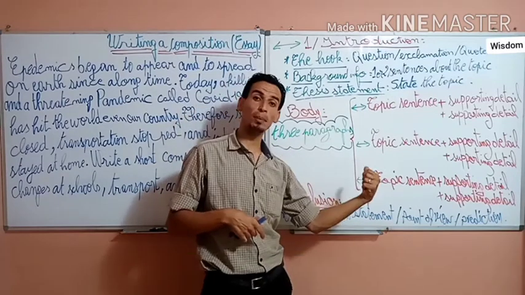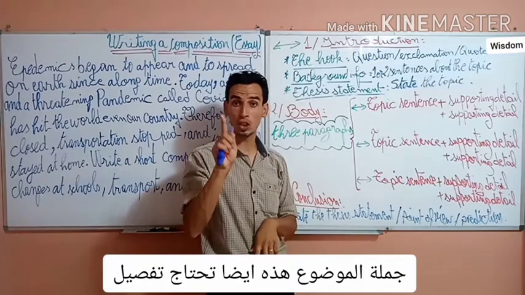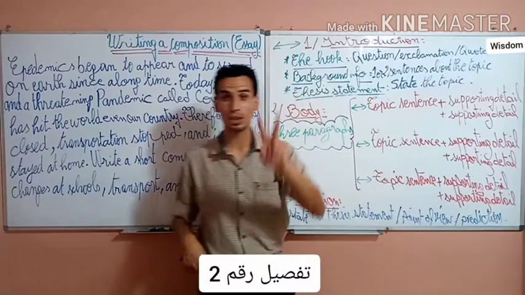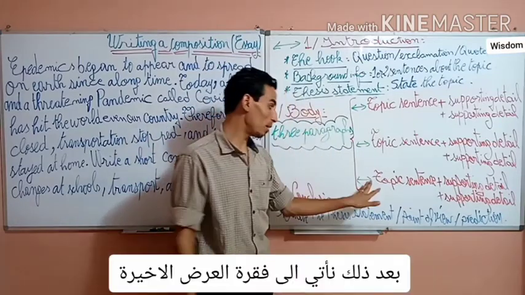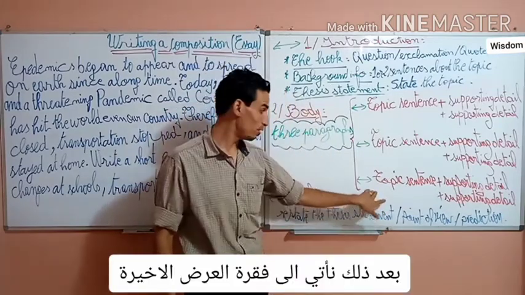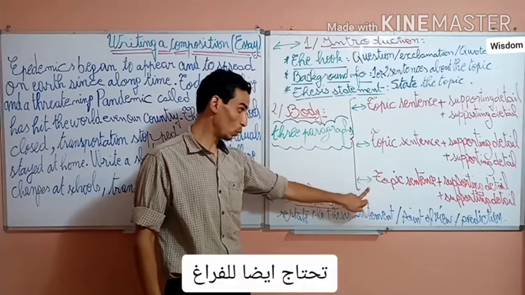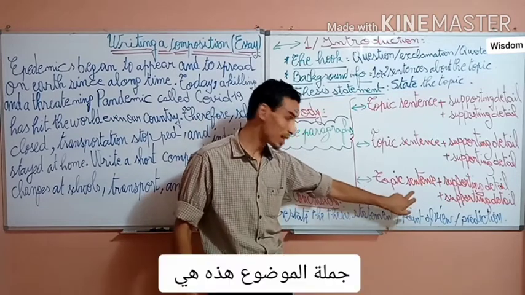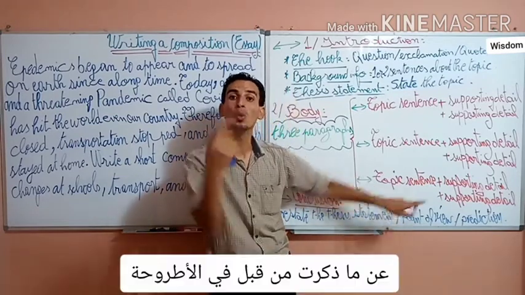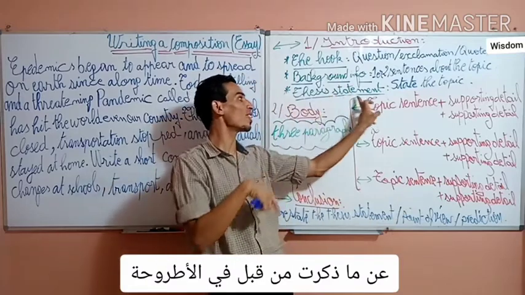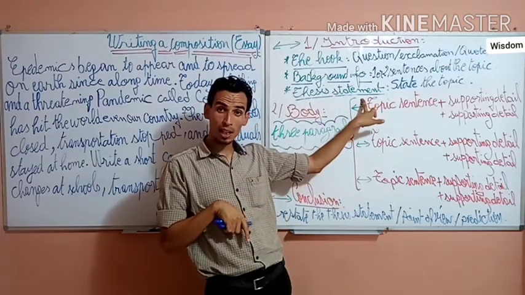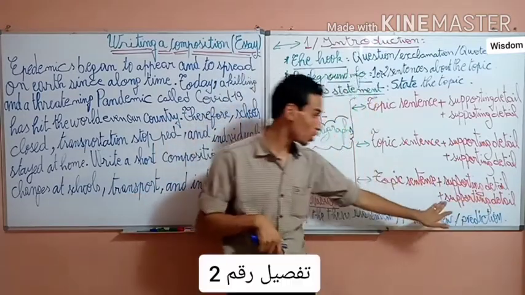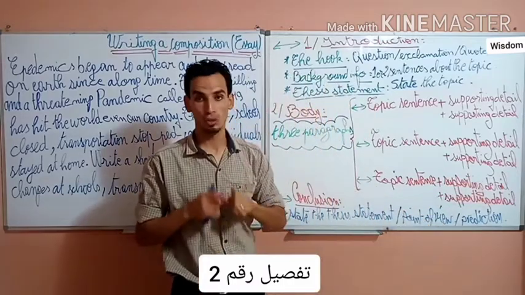This topic sentence also needs supporting detail, supporting detail number 1 and supporting detail number 2. After this, we come to the last paragraph and we leave indentation, of course. Then I write a topic sentence. This topic sentence is also about what I have mentioned before in the thesis statement. And it also needs supporting detail number 1, then supporting detail number 2.